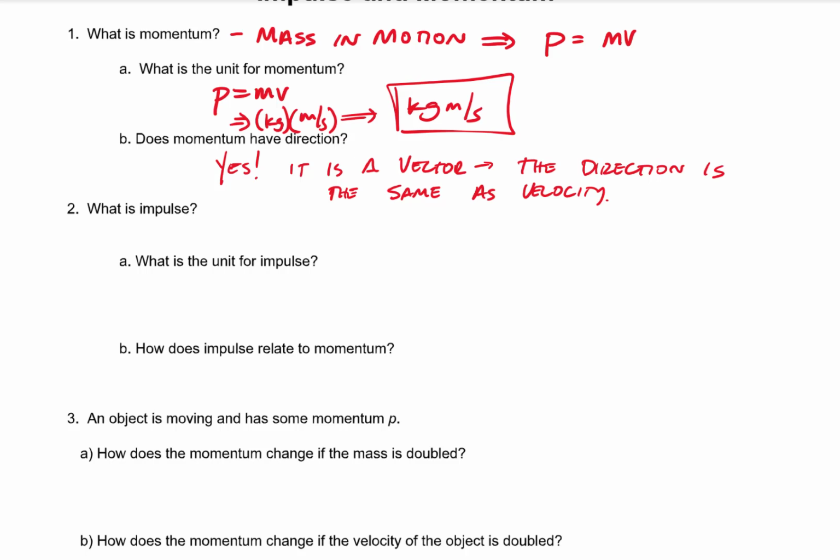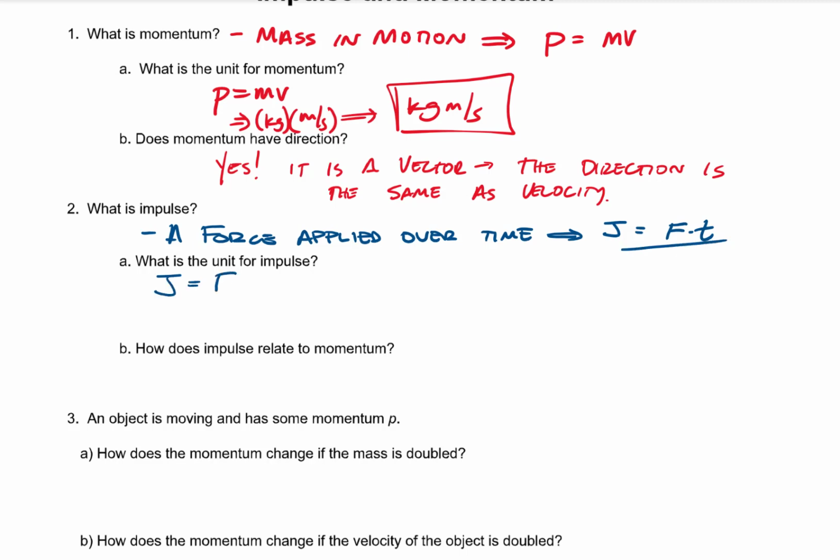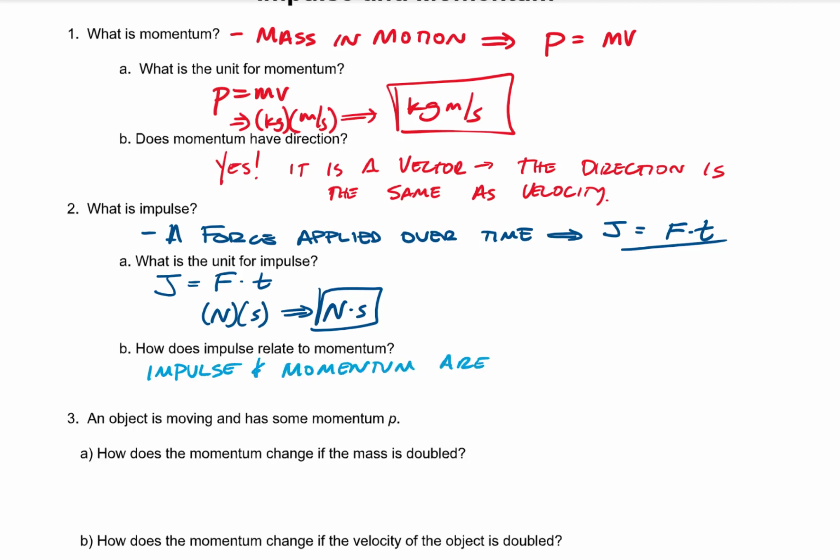All right, what is impulse? Impulse is a force applied over a time. We use a J for impulse, and impulse is force times time. The units for impulse, looking at force, we have newtons, and time is seconds, so impulse is newtons times seconds. And then impulse and momentum are interchangeable quantities. If you apply a force over time, you're going to change the momentum of an object. So impulse and the change in momentum are the same.